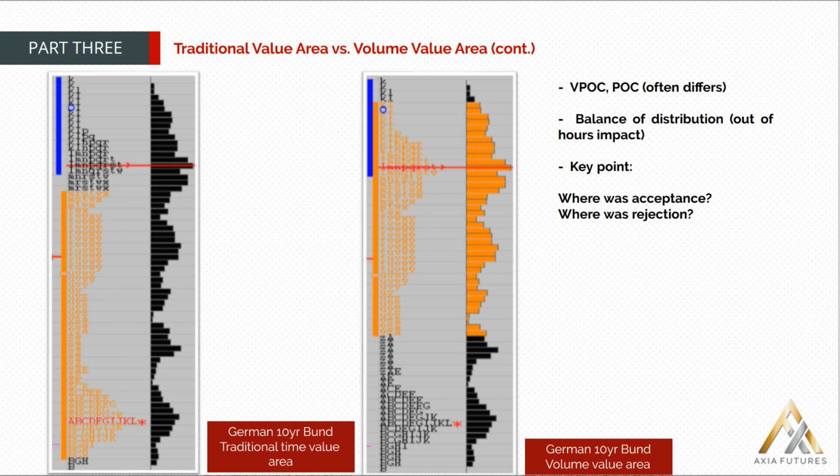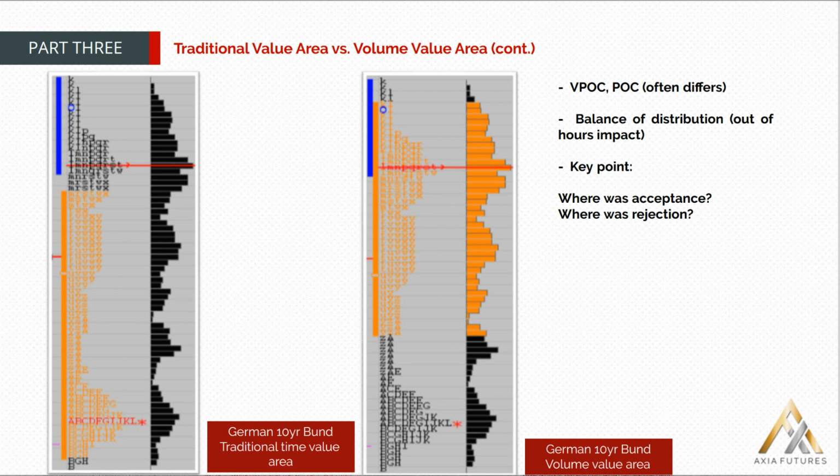The next thing is obviously the balanced distribution. As we can see, the distribution looks very similar. However, if you used time to determine where fair value is as opposed to volume, you're going to get a different balance in the distribution.